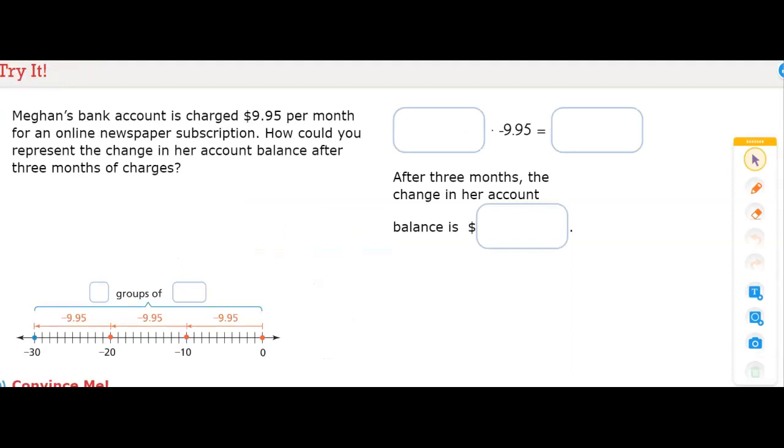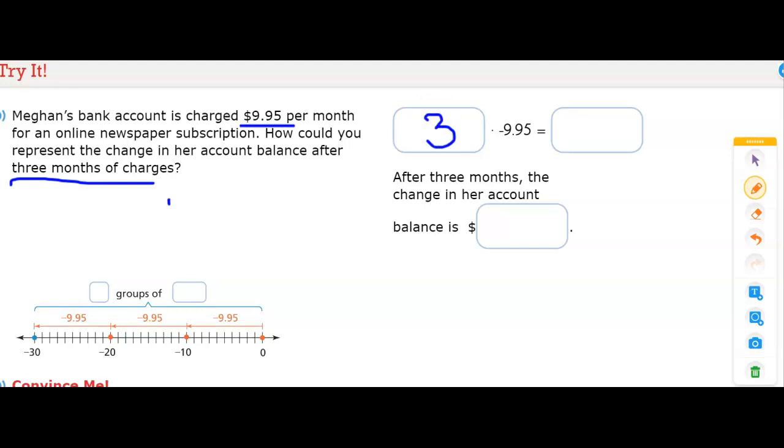Megan's bank account is charged $9.95 per month for an online newspaper subscription. How could you represent the change in her account balance after 3 months of charges? Okay, so we're looking at the $9.95 per month that she is being charged, and for how long? It says, how could you represent the change in her account balance after 3 months? So 3 months, we'll go here and we're going to multiply.